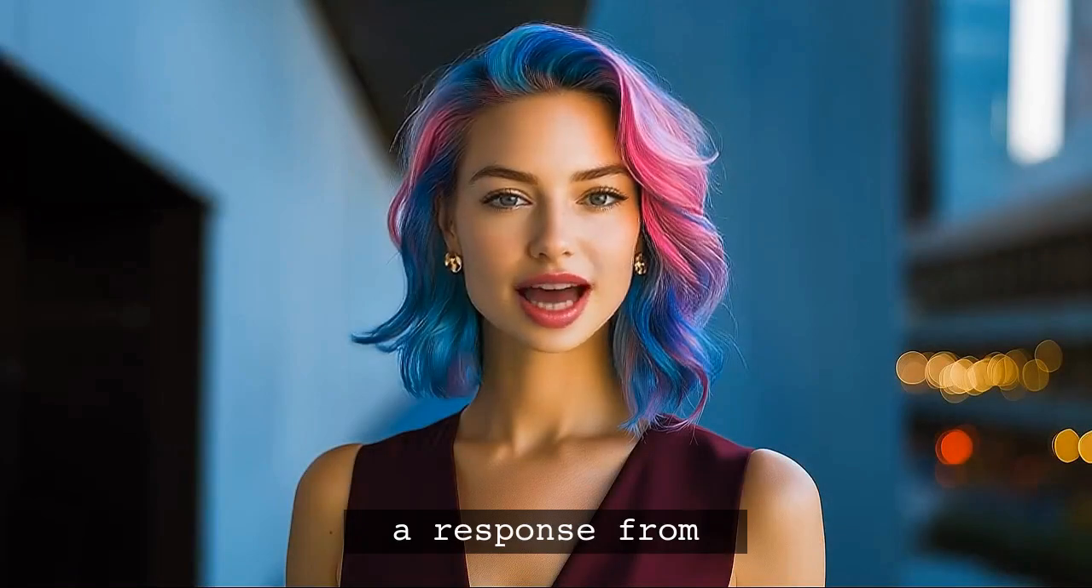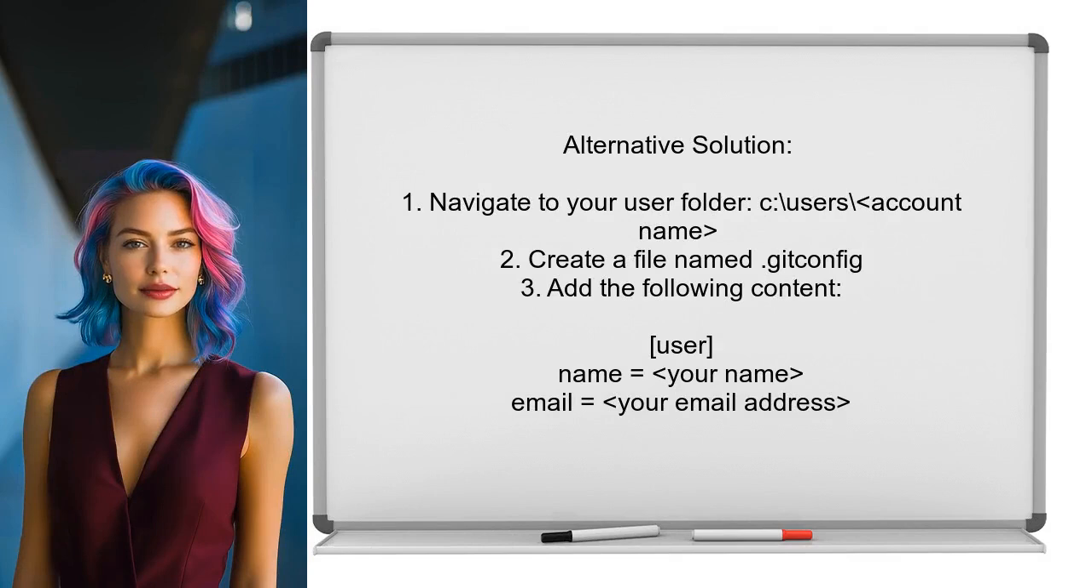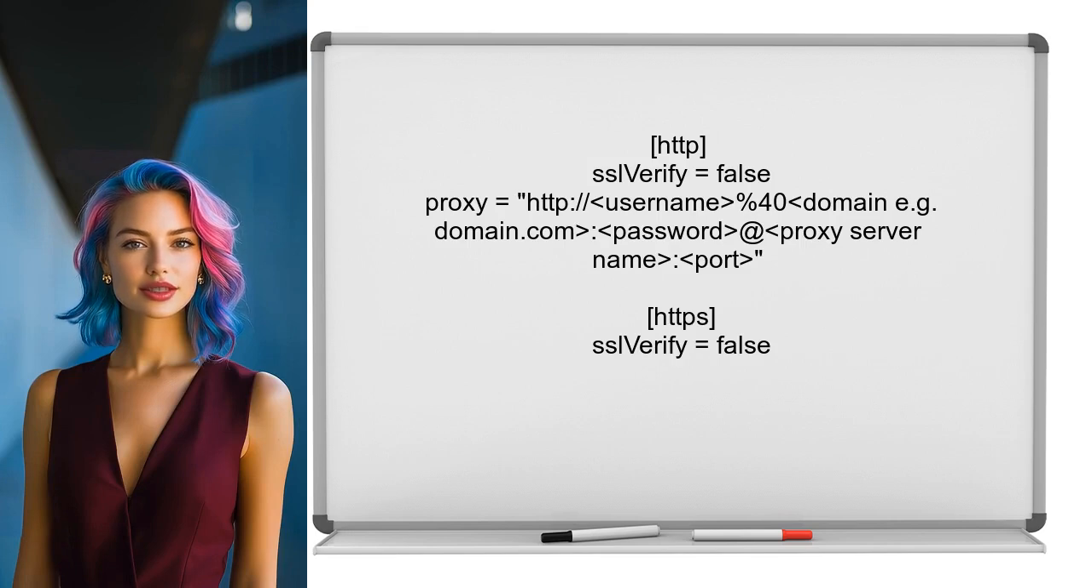Now, let's see a response from a different user. An alternative approach suggested by another user involves creating a .gitconfig file in your user folder. First, navigate to your user directory, then create the file. Inside, you'll need to add your name, email, and proxy details. Make sure to include the correct format for the proxy settings.